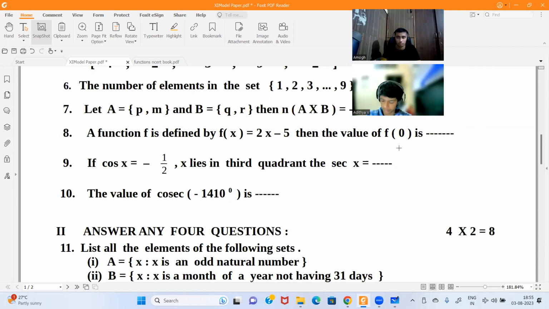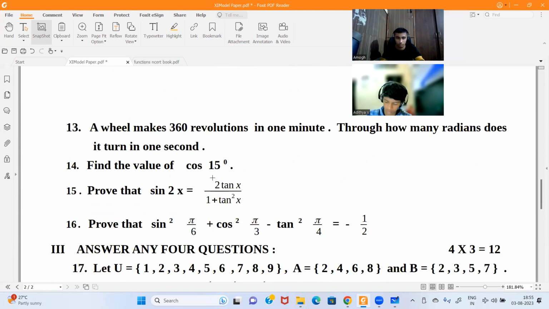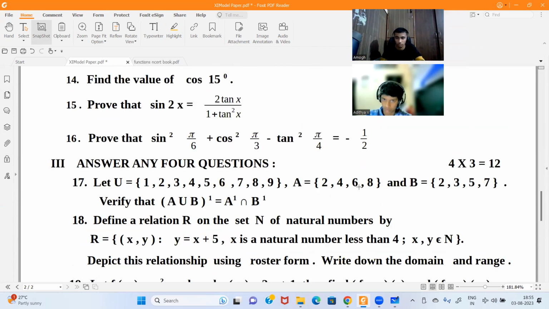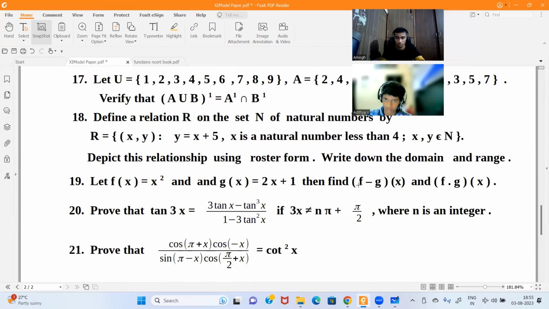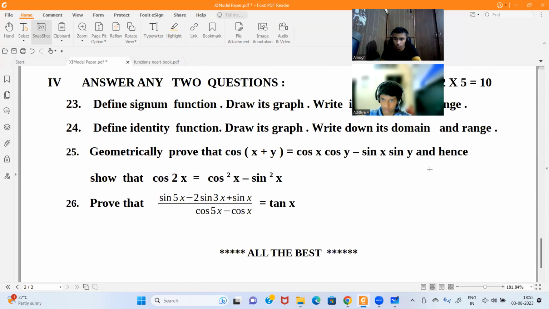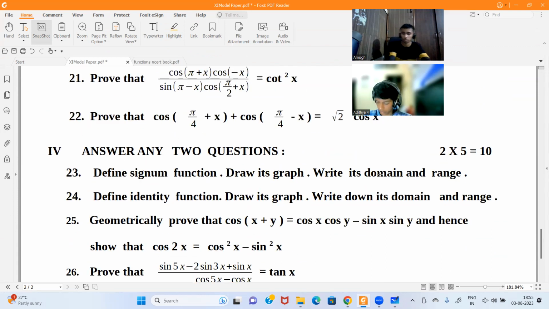2 marks here, another 2 marks here, 4 and another 6, right? 12, and another 12, 24. Yeah, 24 and another 10. 34 marks you can score out of 40, 34 out of 40 only by preparing trigonometry.